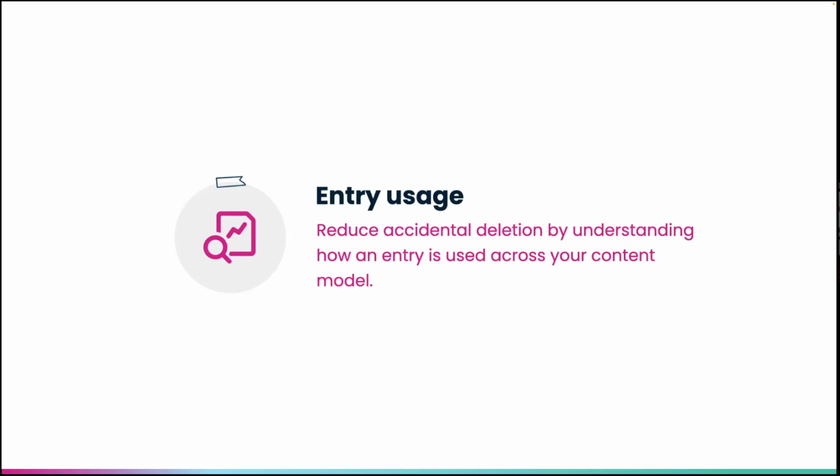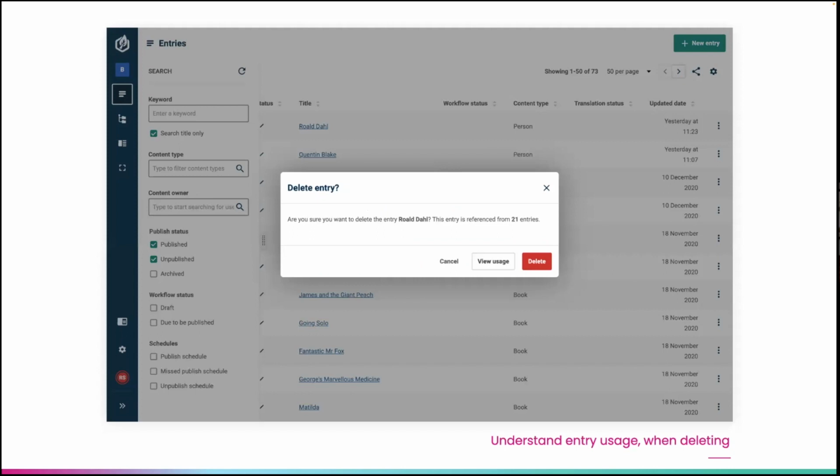We introduced entry usage 2 or 3 releases ago now. And part of that release was about surfacing how entries are used and utilizing that data, so that when you come to delete an entry, we tell you how many times that particular entry might be used by other content. So we get a better understanding of a deletion that's taking place. In this example here, we've got a Roald Dahl author. He's being deleted, but it's telling us this entry is actually referenced from 21 other entries, so it makes you wonder whether you should delete it or not.